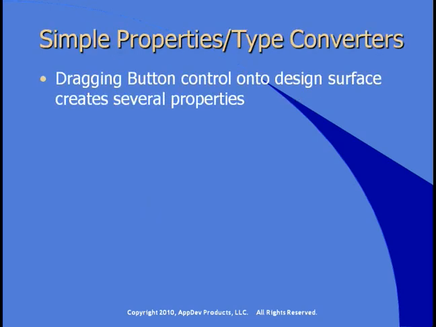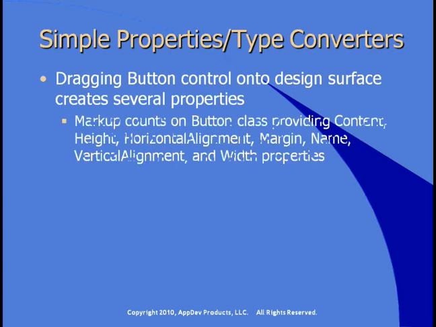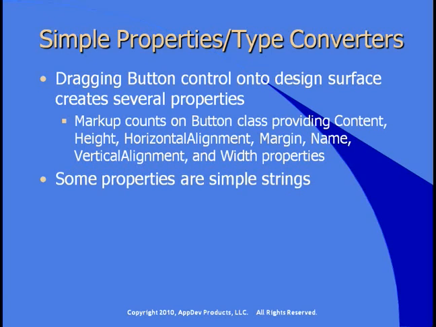Dragging a button control onto the XAML design surface creates several properties. You saw that already. The markup in the XAML counts on the button class having a content property, a height property, horizontal alignment, margin, name, vertical alignment, and width properties, because by default, all of those get created in the markup. And of course, if they exist in the markup, there better be corresponding properties in the button class in the .NET Framework.